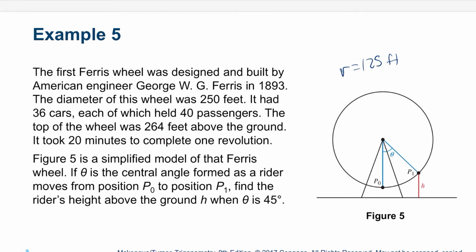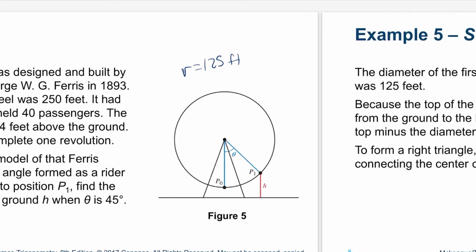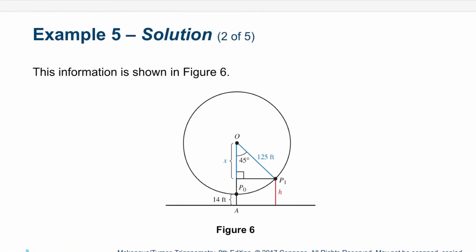All right, and they're asking us to find the height, h, when the position moves from P sub 0 to P sub 1, given that this angle is 45 degrees. So they give us a better picture over here. There's the 14 that we talked about, because from the point to the top to the bottom is 264, and the distance from here to here is 250. So if you subtract, that gives you 14 for that piece.